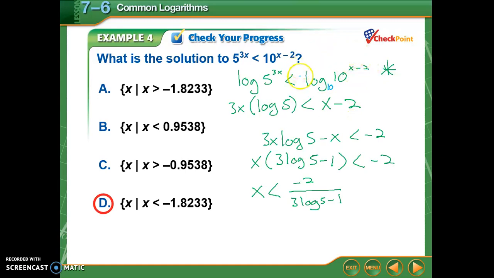If you brought the x minus 2 in front and distributed the log of 10, it should have worked out as the same answer. So then here I subtract x from both sides to get the x's on the same side. I factor out the x, so I'm left with 3 log of 5 minus 1. And then I divide both sides by this whole thing, 3 log of 5 minus 1, and then you would need to use a calculator to simplify this, and you would get x is less than negative 1.8233.